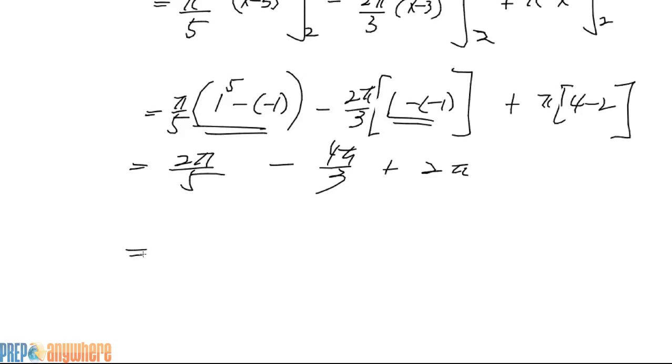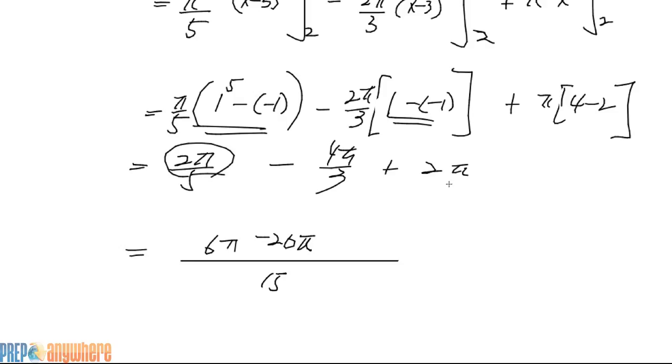So let's combine this all. The common denominator will be 15. So times that by 3, 6 pi, times that by 5, you get minus 20 pi, and times that by 15, you get 30 pi. Subtract these, and you get 16 pi over 15.